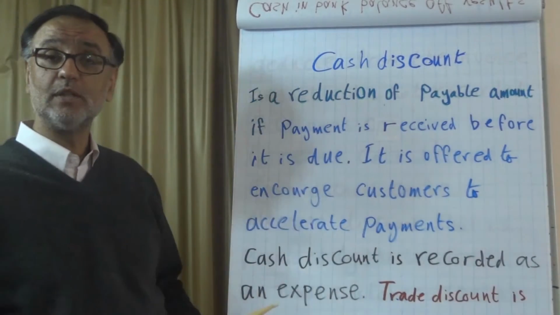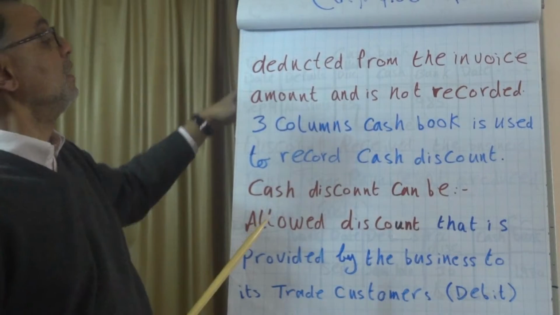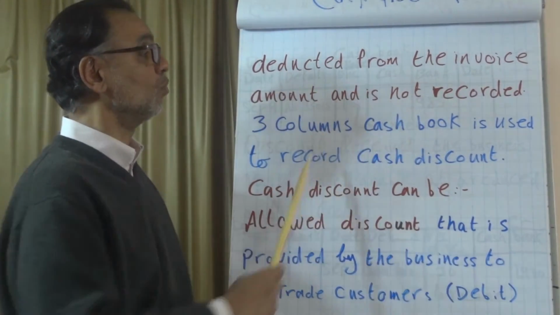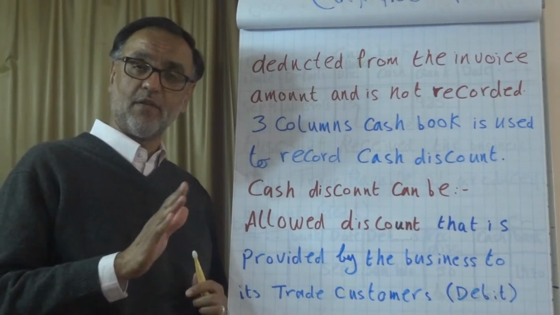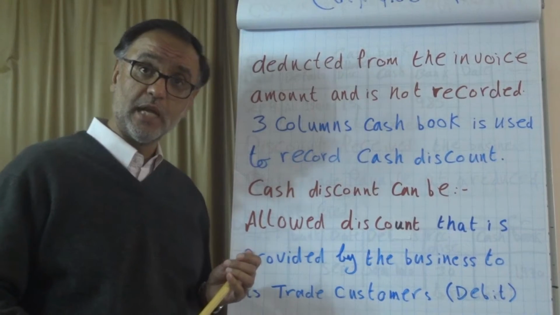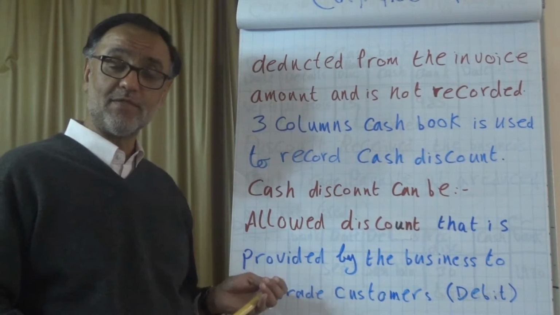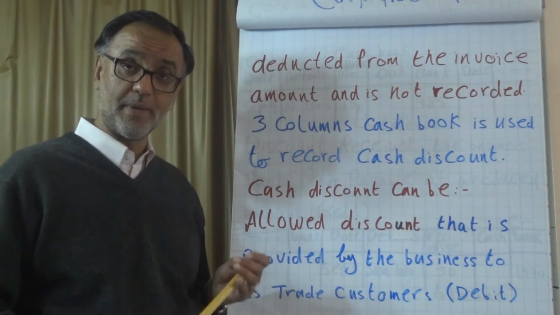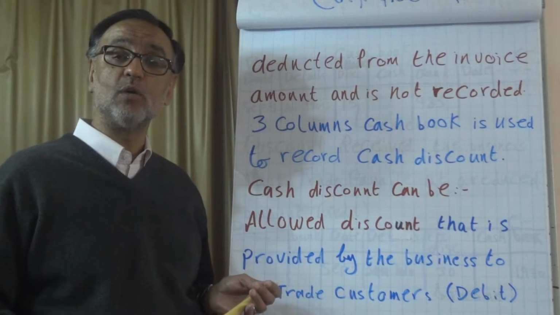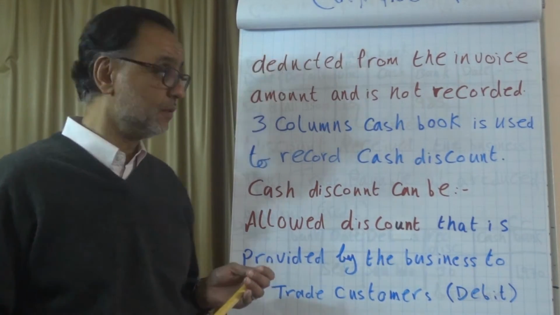While trade discount is a reduction deducted from the invoice amount and it's not recorded. So we have two types of discounts. The cash discount that's recorded as an expense and it's reduced from the receivable balance of a credit customer who's paying earlier than the due date, and the trade discount, that's a reduction of the invoice amount, is not recorded.